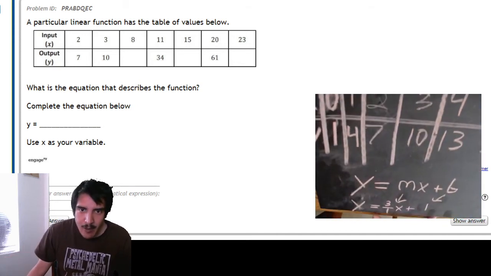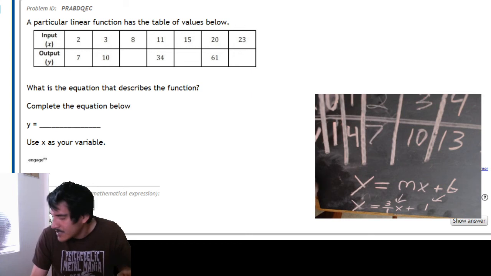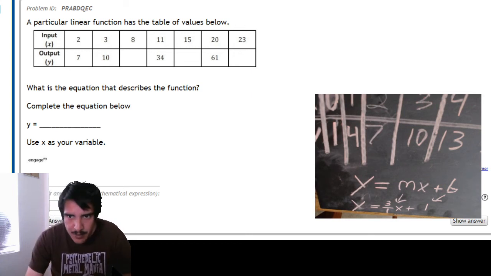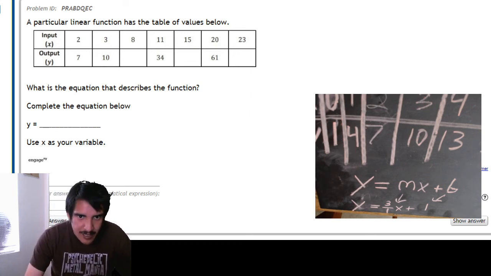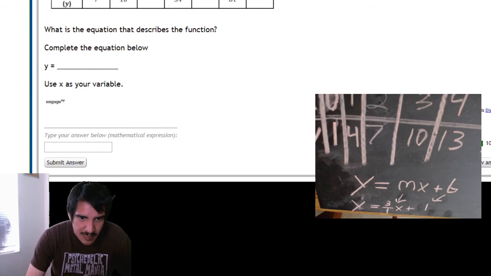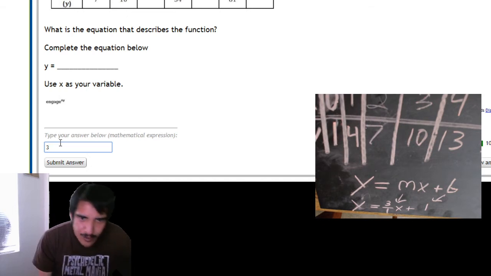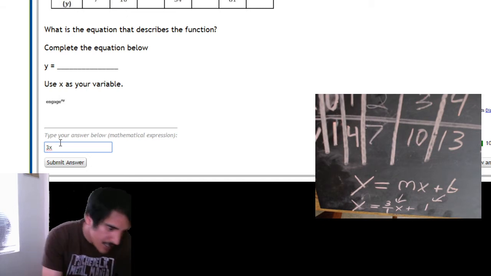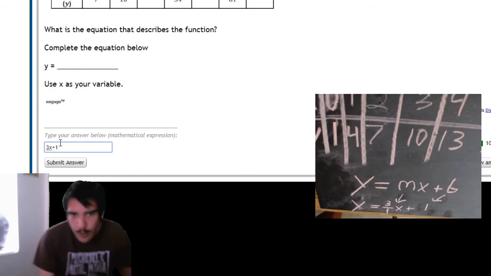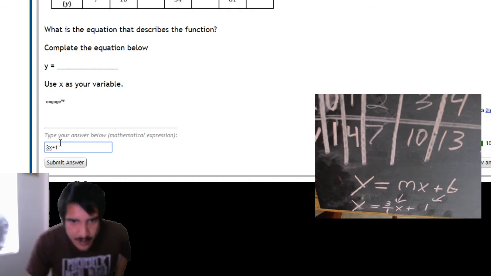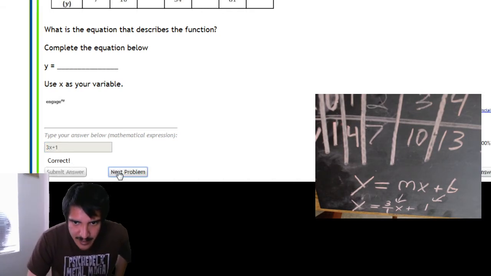Now that we have the equation, well, first of all, they ask us that. So 3 over 1x plus 1. Let me enter that equation real quick so that you can see that I'm actually doing this. I'm not going to do 3 over 1x. I'm just going to do 3x because that means the same thing, right? 3 over 1 is the same thing as 3. 3x plus 1. Submit the answer, and it is correct.